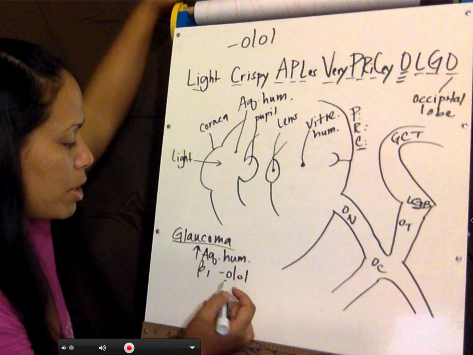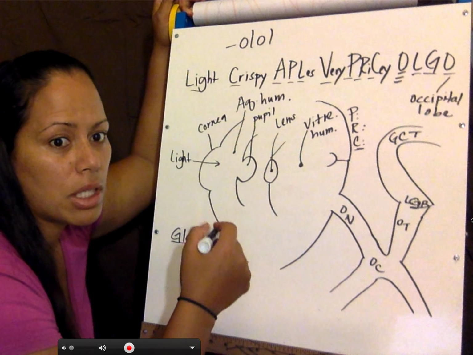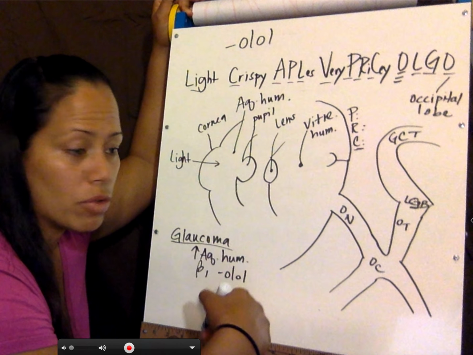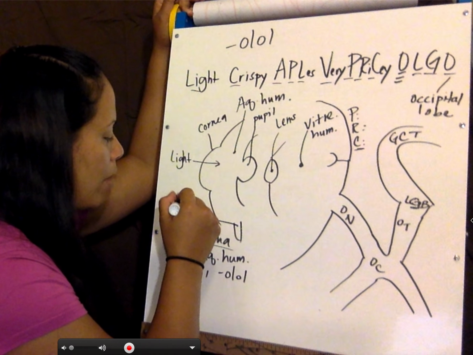There's two ways that it can happen. You either have overproduction or under removal. So typically your eye will produce and it'll also remove. And the canal that you pass through is called the canal of Schlemm.